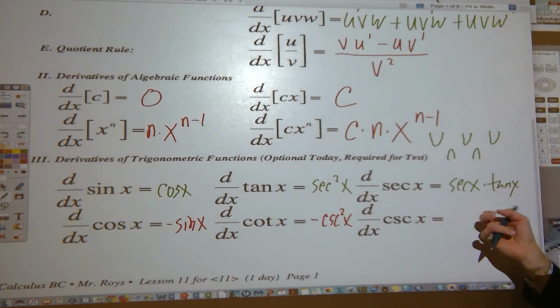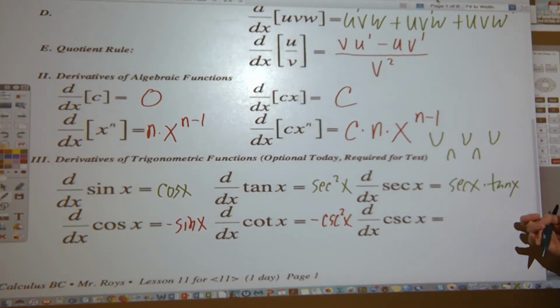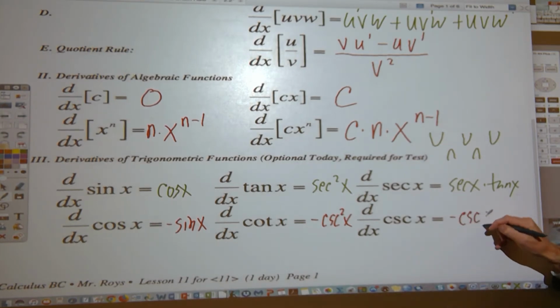Okay. Does anyone see the pattern? You can tell me what you think this will be? If so, raise your hand. I'd like to hear from you. All right. Yes, go ahead. Negative cosecant x times cotangent x.